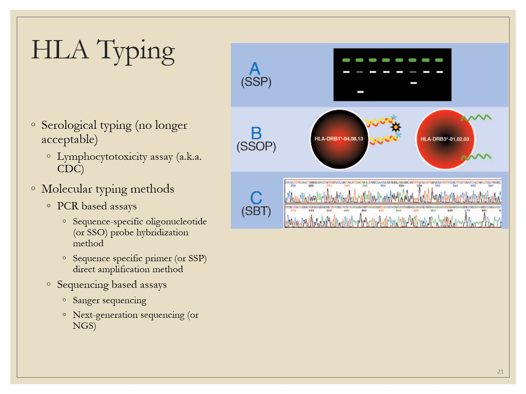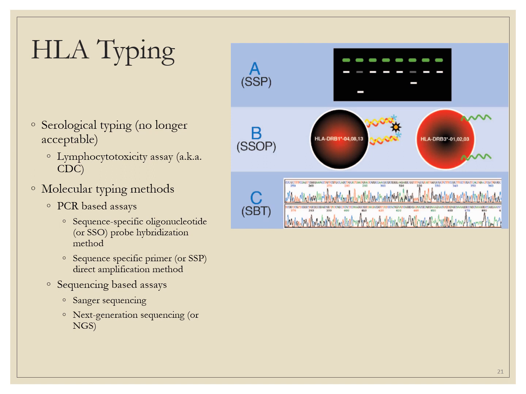Originally, HLA typing was done by serological methods. This is no longer acceptable, as it's not specific enough. But it was basically done in a CDC, a lymphocytotoxicity assay. Now it's only performed by molecular typing methods. So we have PCR-based assays. SSO and SSP are the main methods.